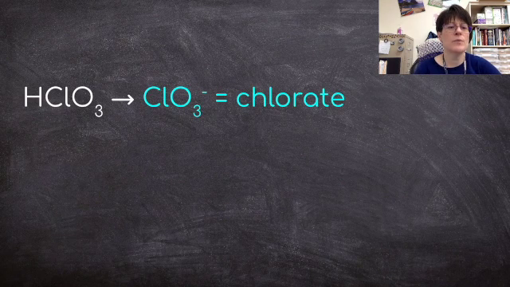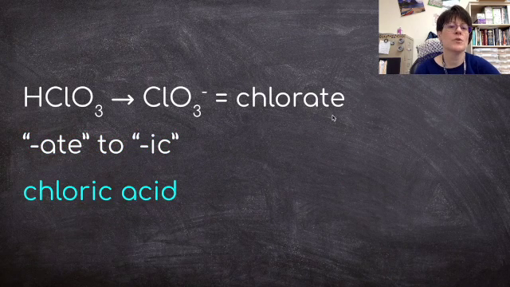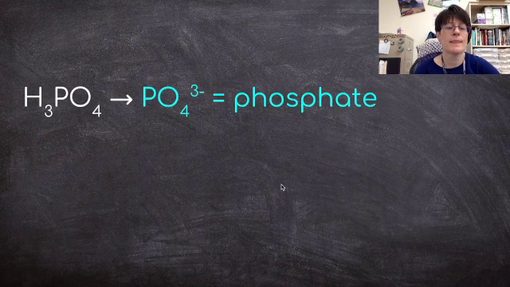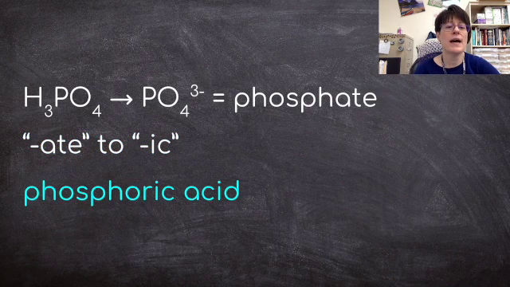So an example would be HClO3. We see that the anion is the chlorate ion. So the rule is if it ends in ate, change it to ic. We don't say hydro for these, so it's just chloric acid. So we would name that chloric acid. Hydro is only for binary acids. So we have H3PO4. PO4, 3 negative, is the ion, that is phosphate. Again, ate changes to ic, so we have phosphoric acid.